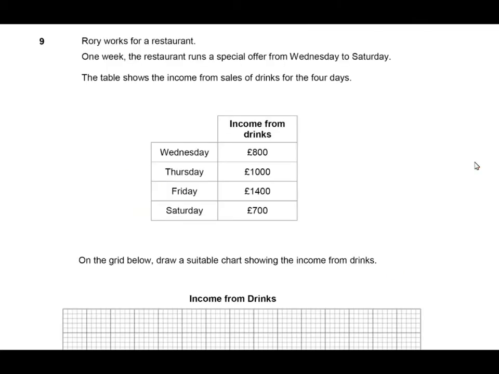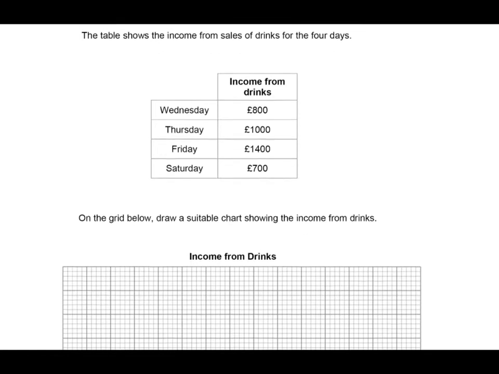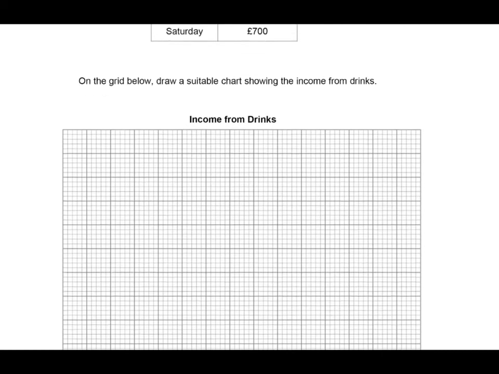Question 9, Rory works for a restaurant. One week the restaurant runs a special offer from Wednesday to Saturday. The table shows the income from the sale of drinks for the 4 days. On the grid below, draw a suitable chart showing the income from the drinks. So it's given us our title, the income from the drinks.